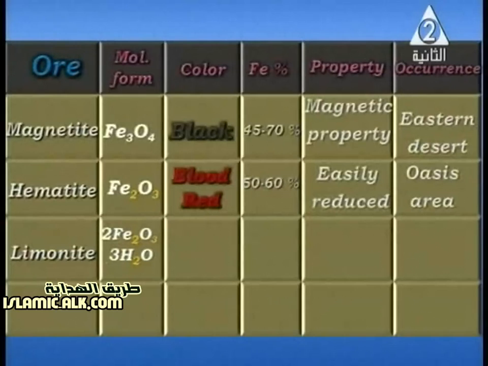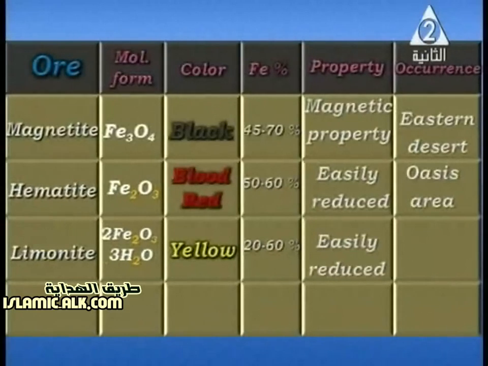The third type of ore is called limonite, which has molecular formula 2Fe2O3.3H2O and chemical name hydrated iron 3 oxide. Its color is yellow. The percentage of iron ranges from 20 to 60%, it is easily reduced, and it is found in the oasis area.